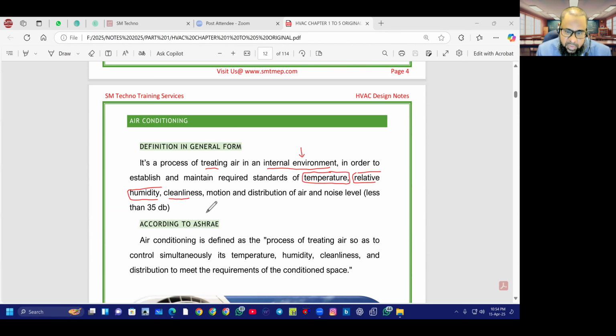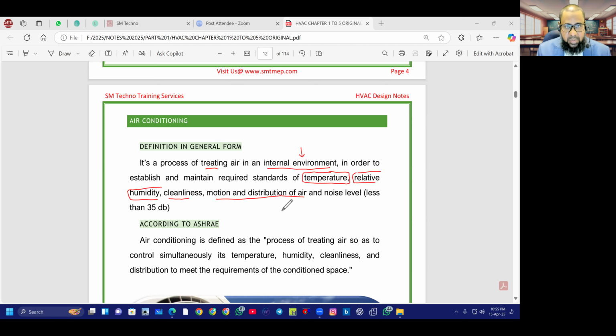Cleanliness is also required. For that, we're using filters. This is also one parameter. If you are supplying fresh air from outside with air contaminants, that will cause allergies. So cleanliness by using the filter, and motion and distribution. This is also a major parameter of air.